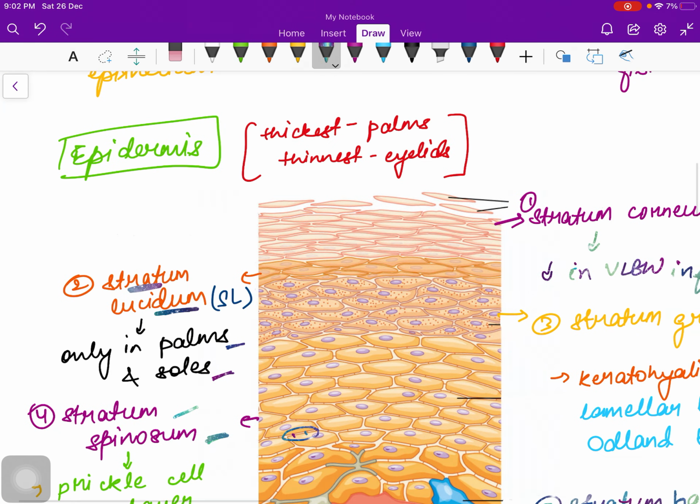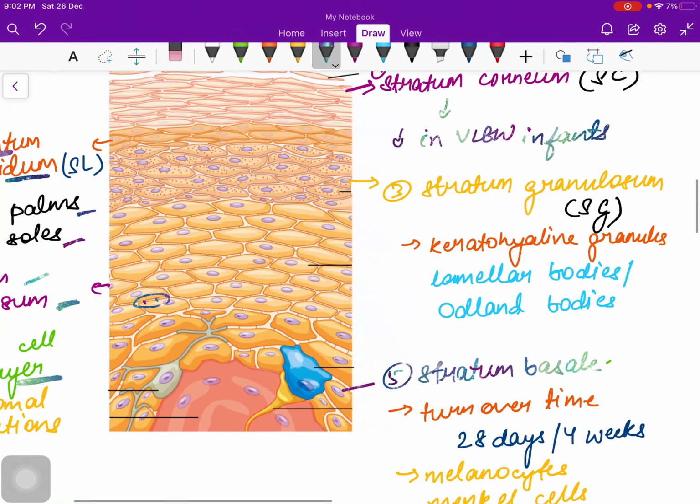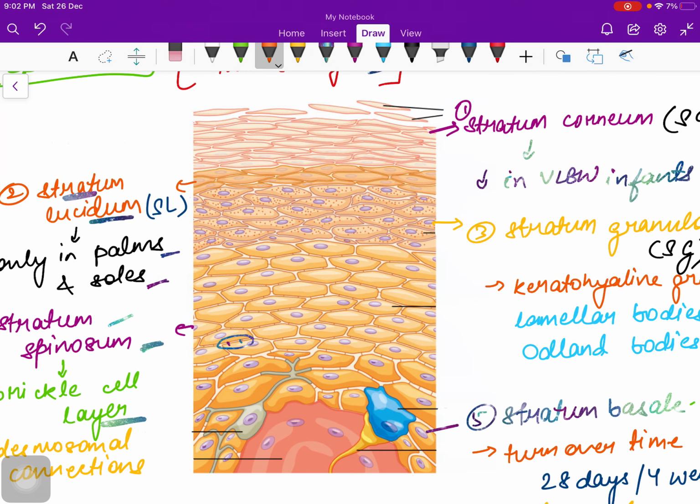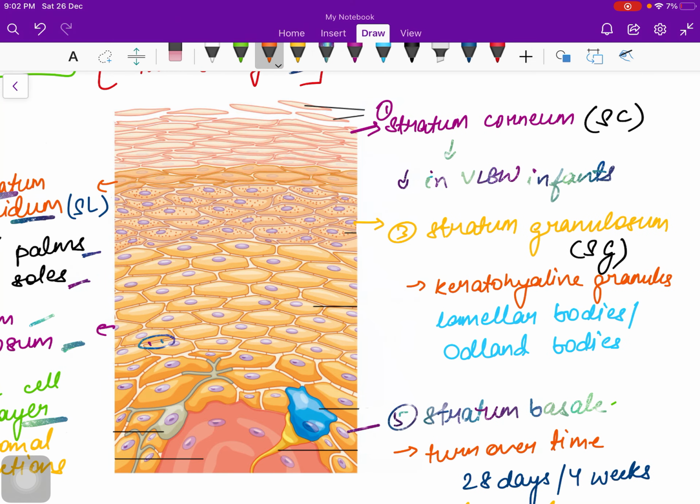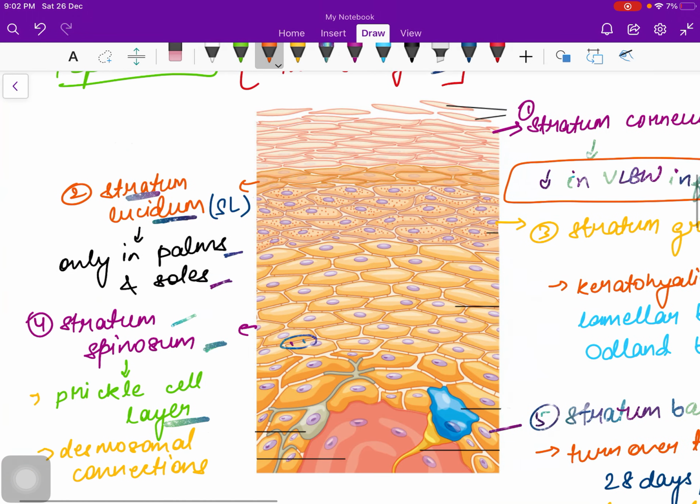Then first coming on to the epidermis, few points. The epidermis is thickest on the palms and soles, and it is thinnest on the eyelids. Then coming on to the structure of the epidermis, it consists of 5 layers. First, the topmost is the stratum corneum. And this question has been directly asked in AIIMS November 2002. It is the layer which is less developed or ill developed in case of very low birth weight infants.